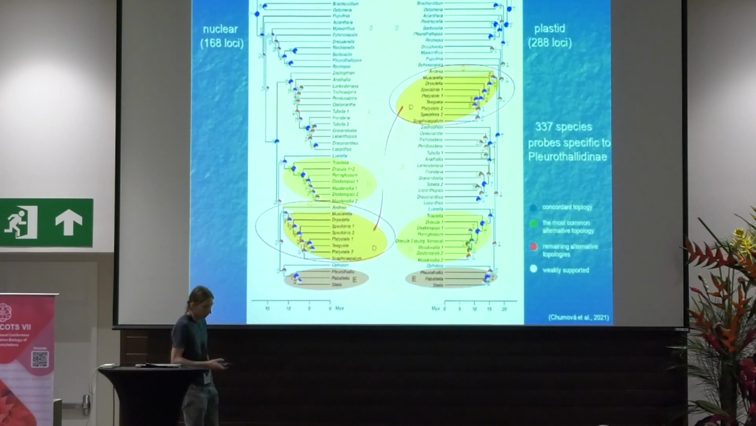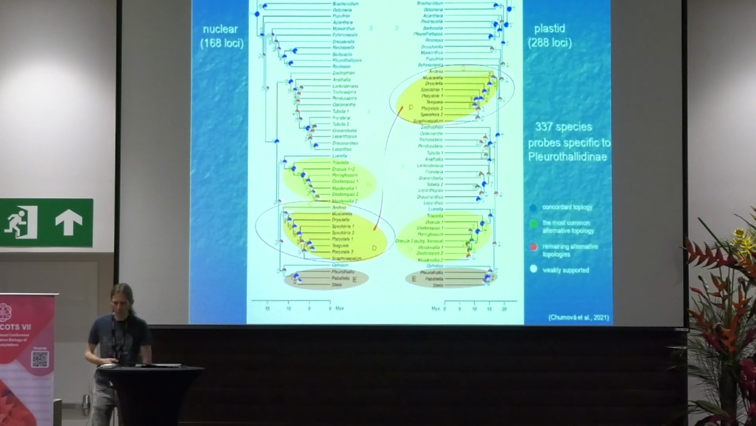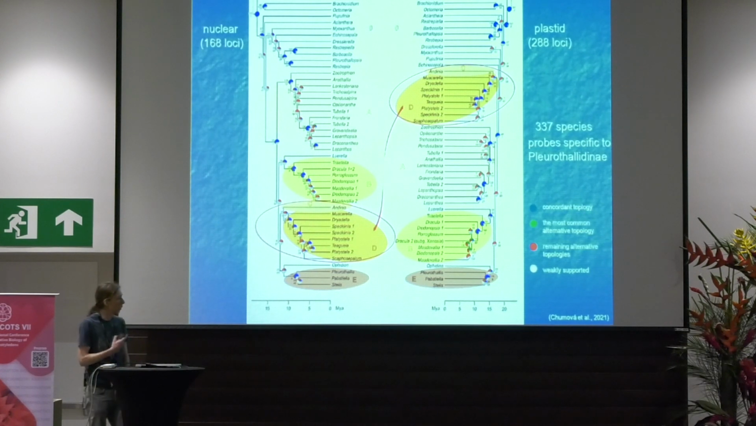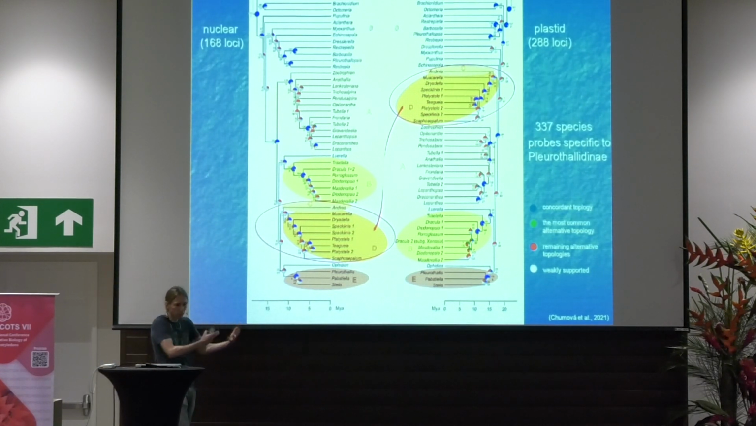Well, our first insight into this was a phylogeny based on the HybSeq approach. Our first one, which we published in 2021, was with 337 species across the subtribe Pleurothallidinae. This is because to understand evolution and to understand the behavior of other genomic traits, we need some phylogeny to be able to work with. So this is a prerequisite to study it.